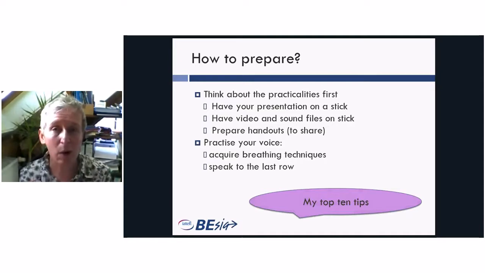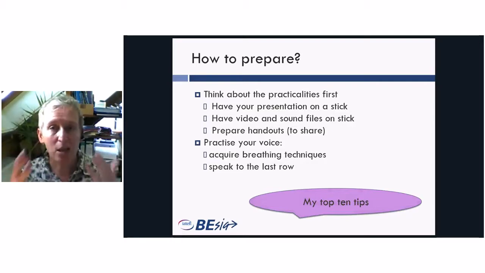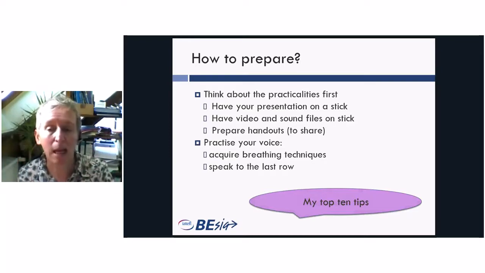Also, practice your voice if you're really worried about this. Have a look at YouTube for some breathing technique videos. Remember that you should rehearse like an actor on the theater stage. Present to the last row. Make sure people in the back hear you if you have, for example, a very large room.